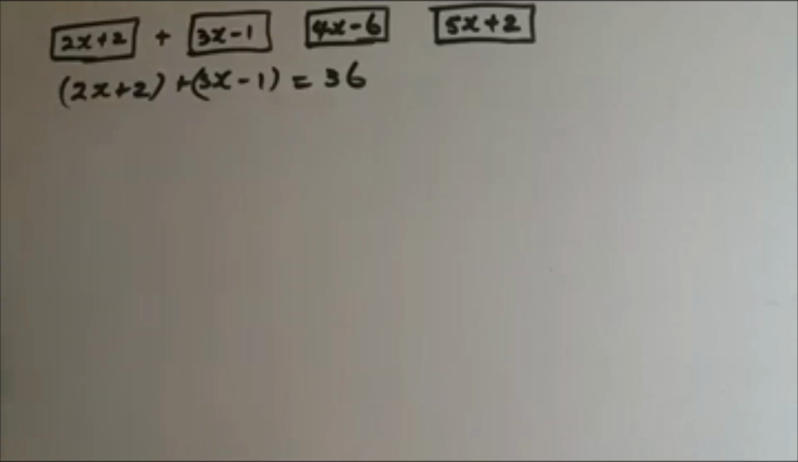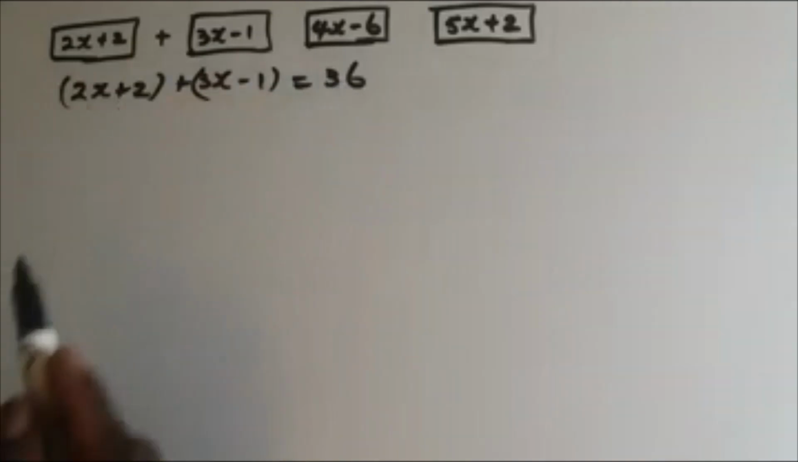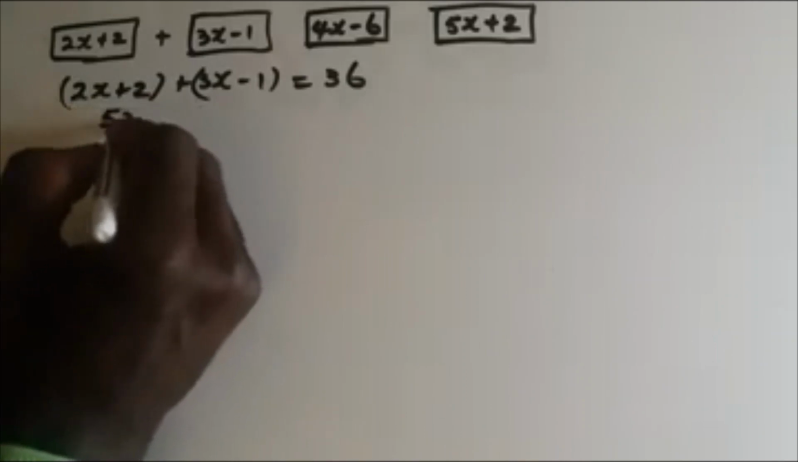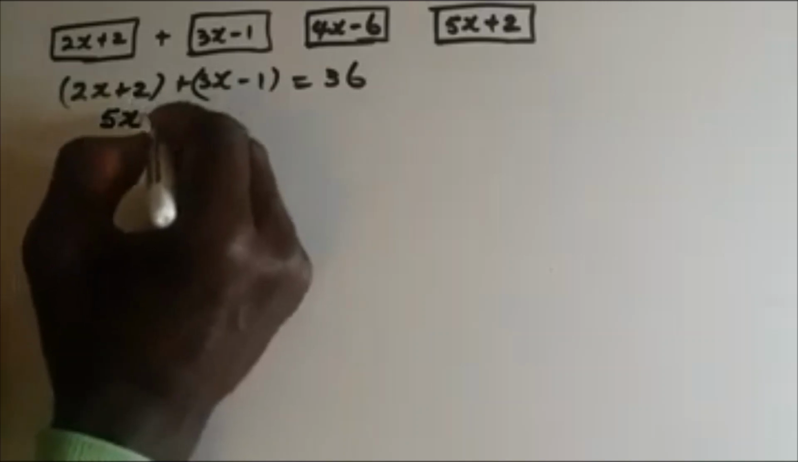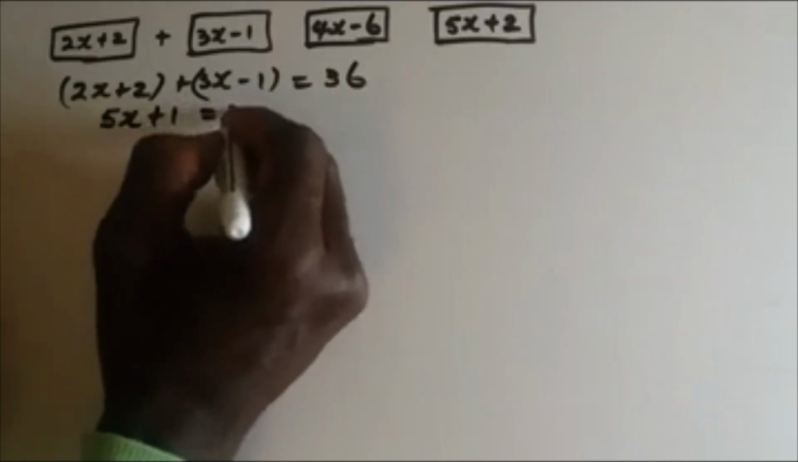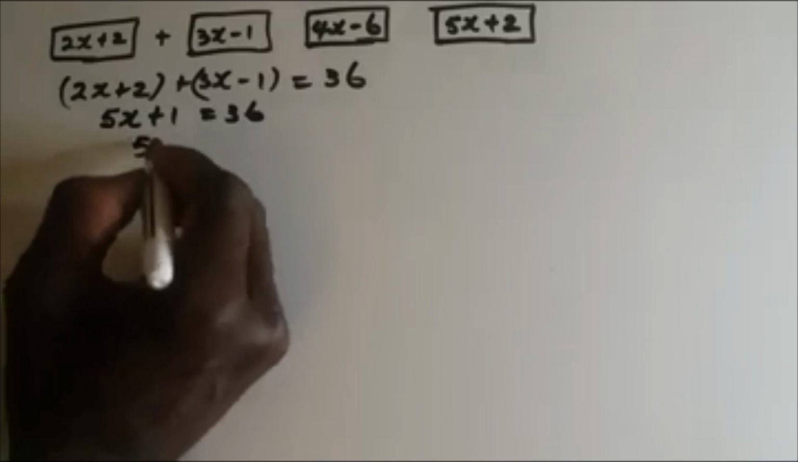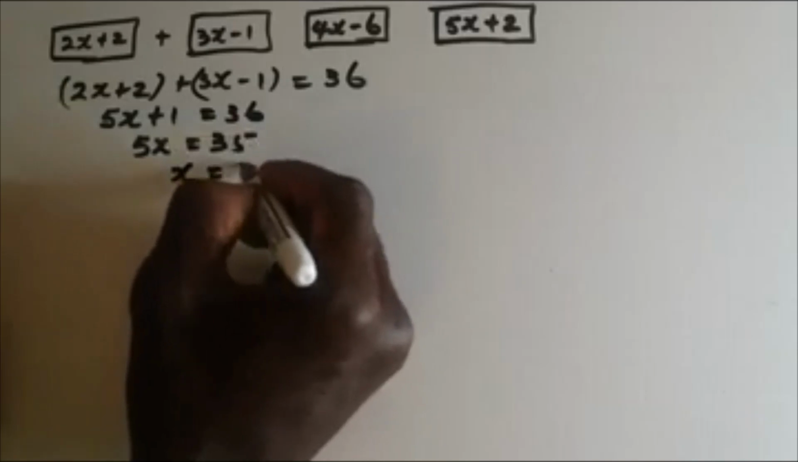We know the median is the middle number. We'll come to that later. Let's find out what x is equal to if we know that the sum of these two is equal to 36. That gives us, we have a 2x and a 3x, which is 5x. We have 2 minus 1, which is 1. That's equal to 36. So we know that 5x is equal to 35. So x must be equal to 7.